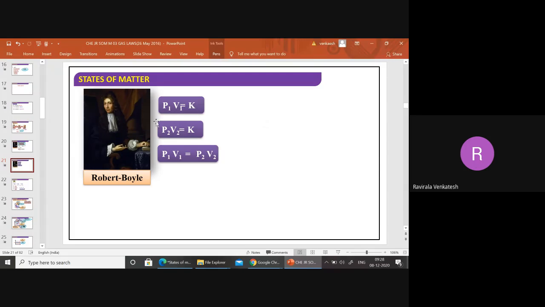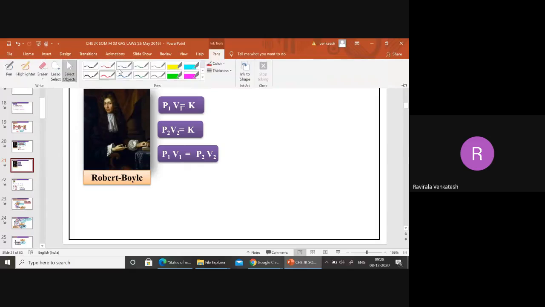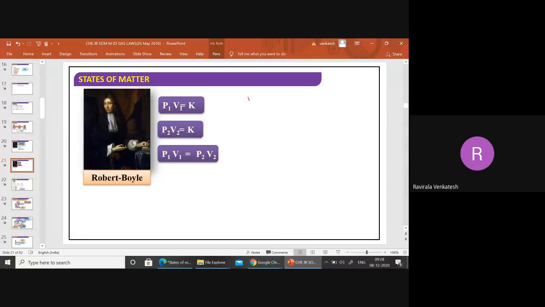What is the meaning of this? Do you know? P1 and V1, P2 and V2. P1, P2 will be different. V1, V2 will be different. But when you multiply these two, the value you get will be the same. This is the important thing. That is the meaning of putting a K. When you multiply P1 and V1, it will be the same, so that is the reason you put the constant.